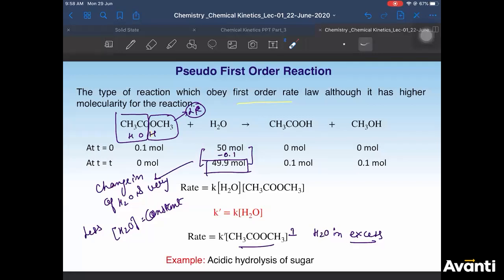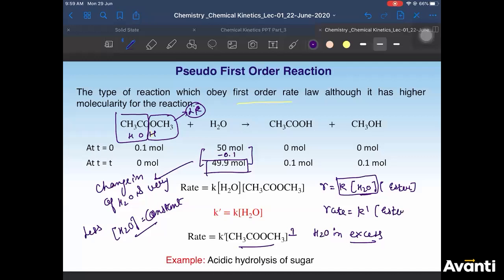If it is not in excess, then the reaction will be second order. Correct, Gauri. If water is not in excess, then you will consider it to be second order. When you write water concentration into ester concentration, right? Since water concentration is not changing, it is constant. So these two constants, you can write as a separate constant, that is K dash, since the concentration of water is not changing.